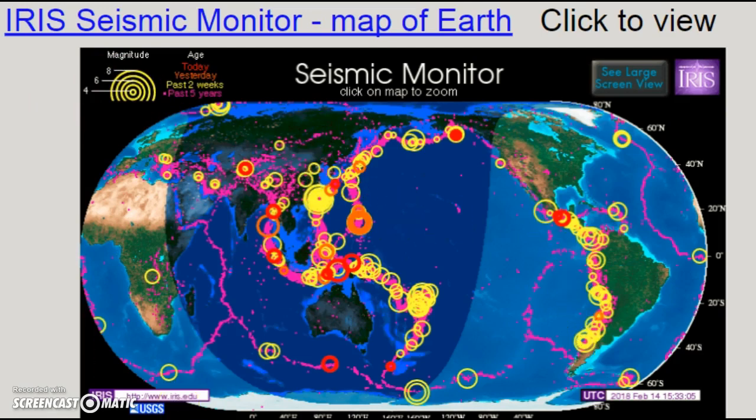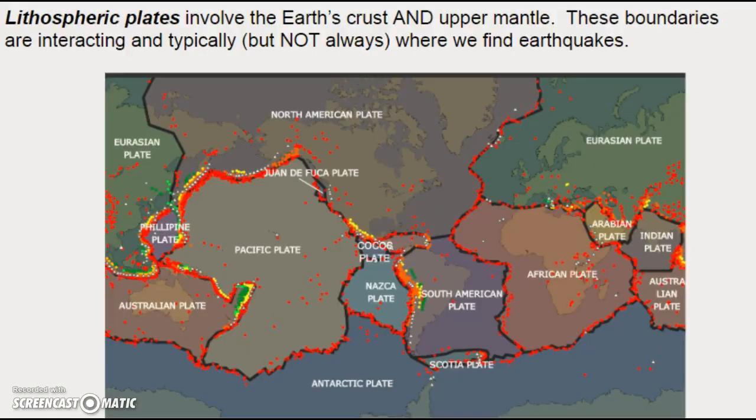So we can actually compare the IRIS seismic monitor map to an actual plate tectonic map. And notice where we find so much of the geologic activity taking place, we are actually able to see where the lithospheric plates that involve the Earth's crust and upper mantle, where these boundaries are interacting, and typically, but not always, where we find earthquakes. Earthquakes don't always have to happen along the plate boundary.